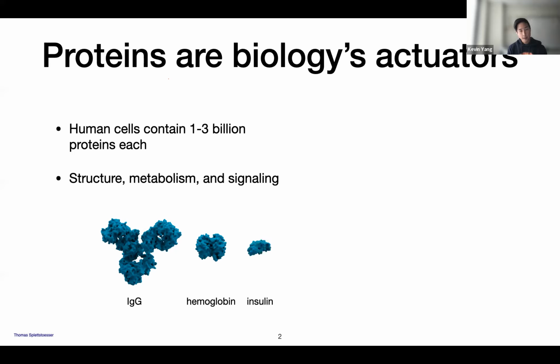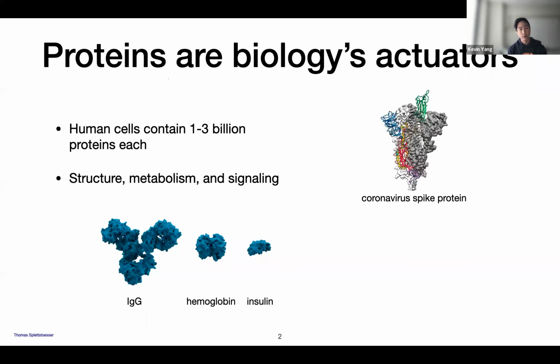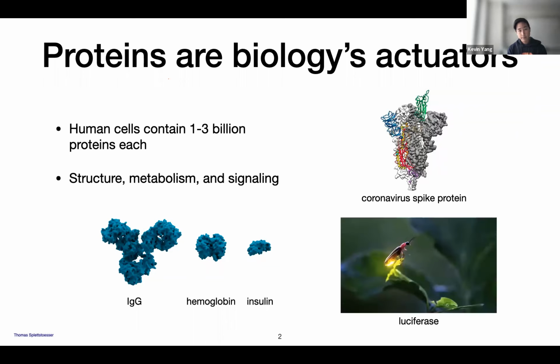Insulin is a small signaler that regulates your blood sugar levels. And these three are shown to scale with each other, so you can see some of them are much bigger. One that's been of recent interest is the coronavirus spike protein, which allows the coronavirus to enter your cell. My favorite one is luciferase, because it makes firefly butts glow.